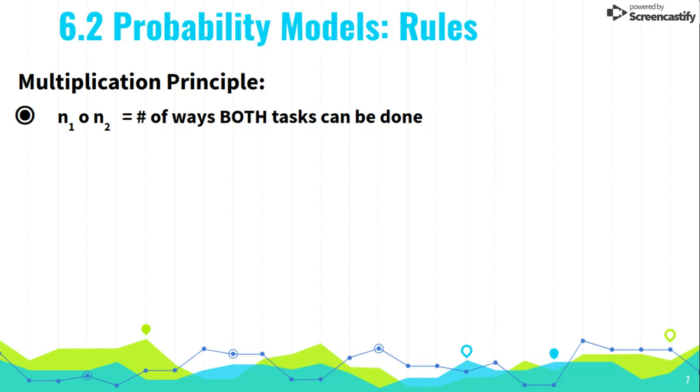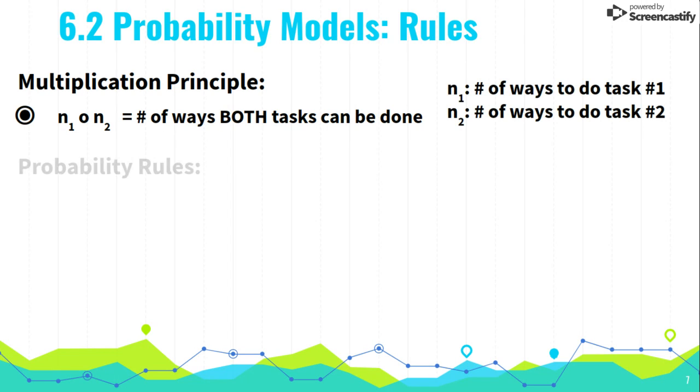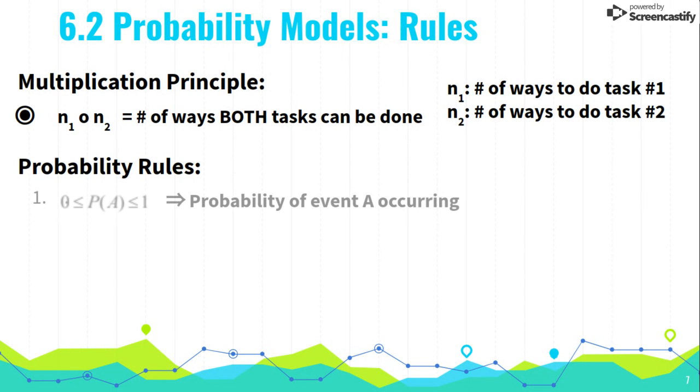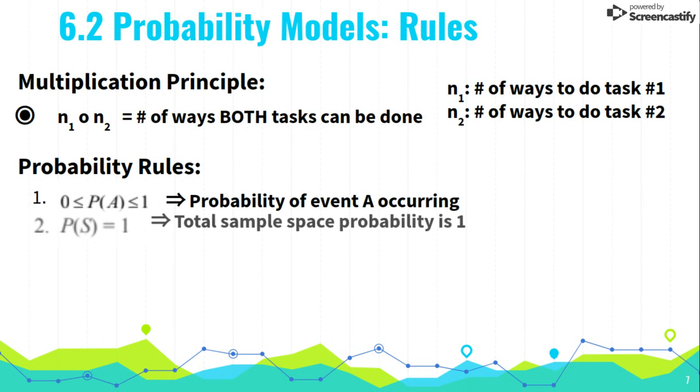And then the probability rules include the first one: the probability of event A occurring is between 0 and 1 inclusive. It can't be more than that. It has to be in that range. Then the next one is that the total sample space probability equals 1. When you add all the probabilities in a sample space, it must equal 1.